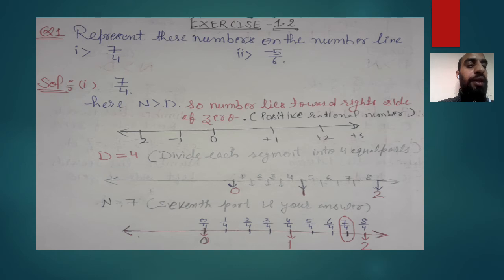So you can see here I did a circle over 7 upon 4. 7 upon 4 is your right answer. I hope, my dear students, you are able to understand this concept.